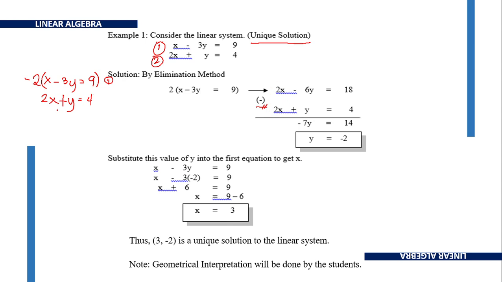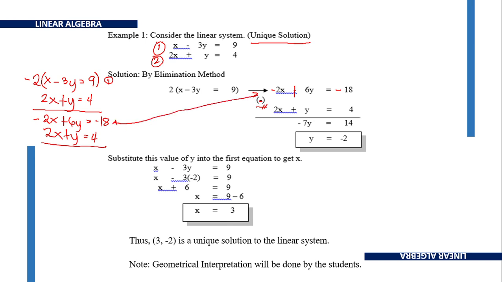Let's simplify. Negative 2 times x is negative 2x. Negative 2 times negative 3y is positive 6y. Then, negative 2 times 9 is negative 18. Retain lang ito kasi wala naman tayong minultiply sa second equation. Medyo iba siya dito, but they are just the same. Itong negative na to is pwedeng i-distribute dito: negative 2x plus 6y equals negative 18. Parehas lang sila, di ba?